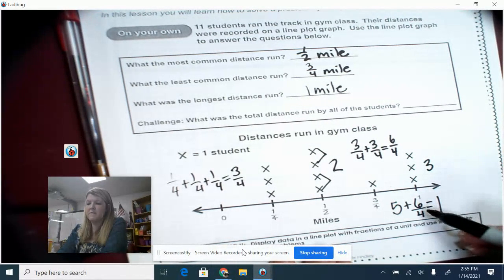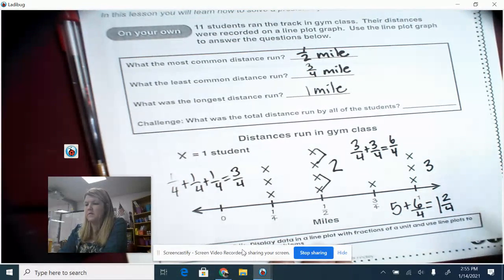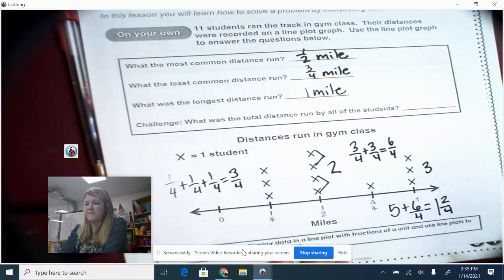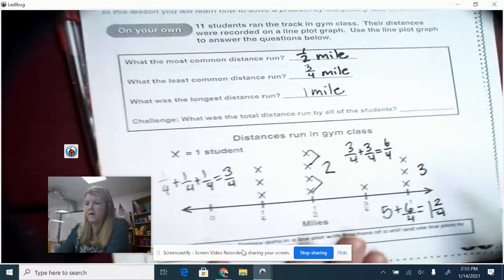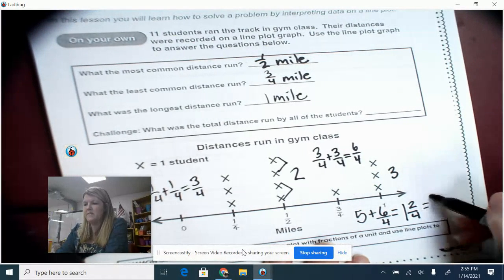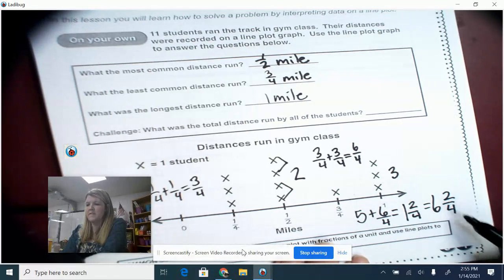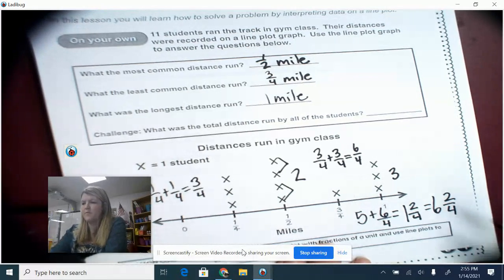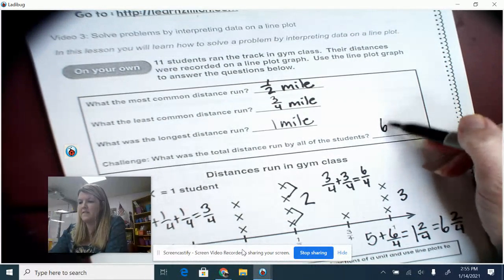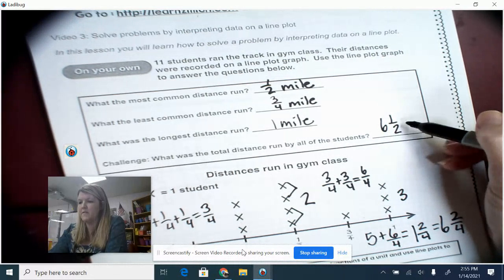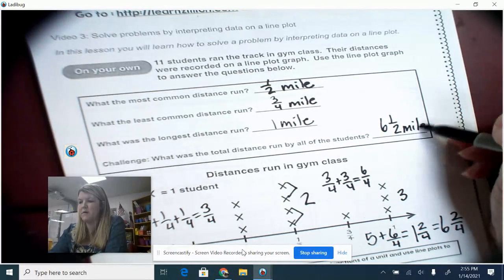And then since 6 minus 4 is 2, I have 2/4 left over. So I'm going to add that to the 5. So my final amount is going to be 6 2/4, which we know that 2/4 is the same as half. So we could also write this as 6.5 miles would be the total distance ran by all the students.